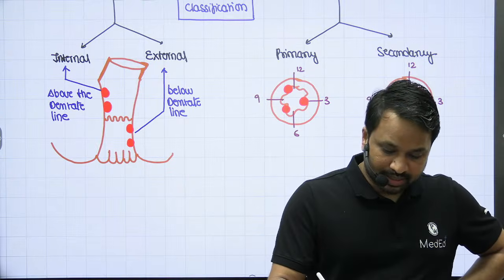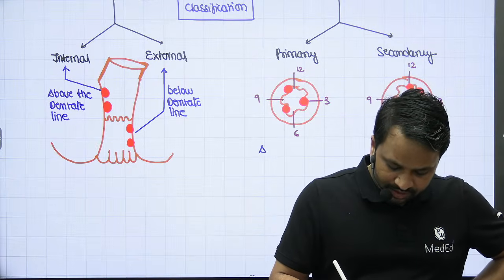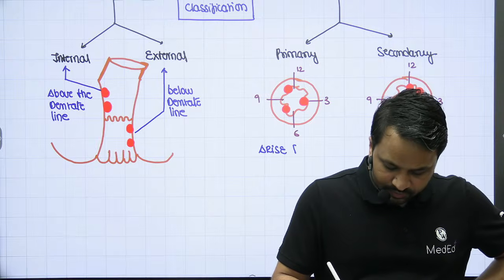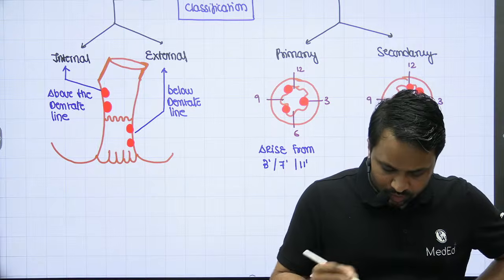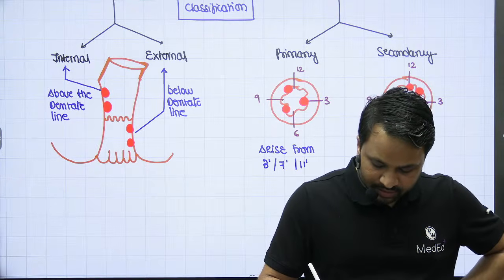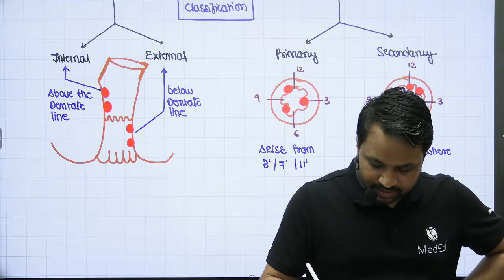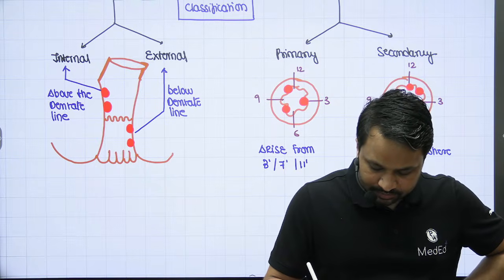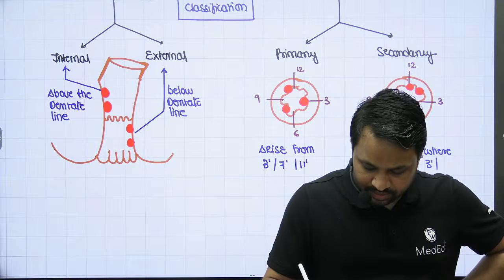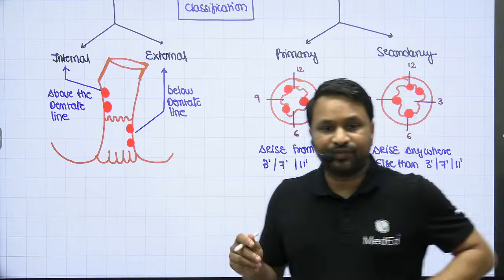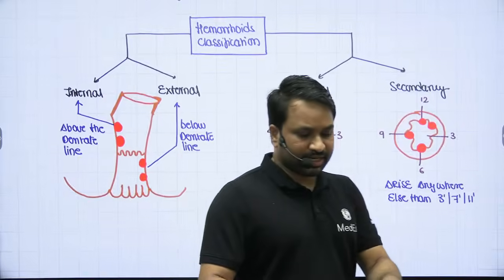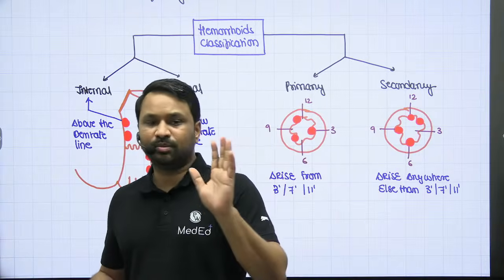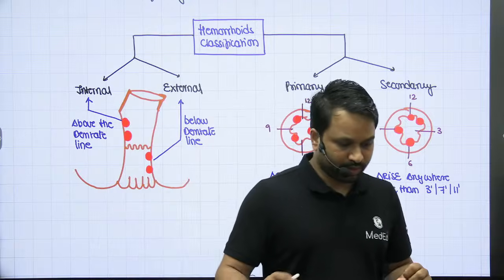So hemorrhoids arising, if it arises from 3, 7 or 11 o'clock, that is primary hemorrhoids. If it arises anywhere else than 3, 7, 11, it is called secondary hemorrhoids. So this is the classification of hemorrhoids between internal and external, primary as well as secondary hemorrhoids, right?